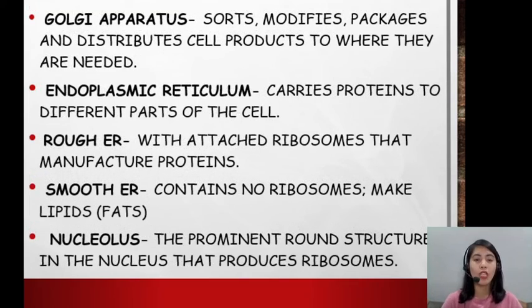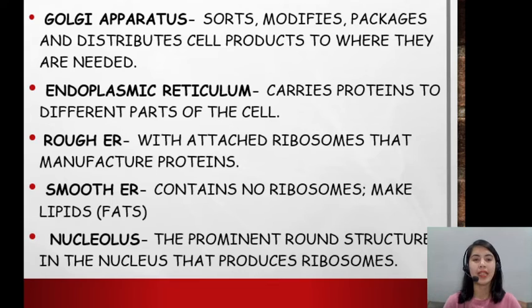Next is Golgi apparatus or Golgi bodies. It sorts, modifies, packages, and distributes cell products to where they are needed. So kung merong mga parts ng cell na nangangailangan ng mga product, okay, si Golgi apparatus ang responsible dyan. Kumbaga sa atin, pag tayo nagutom, pupunta lang tayo sa kitchen or sa ref at parang sila ang Golgi apparatus sa bahay natin.